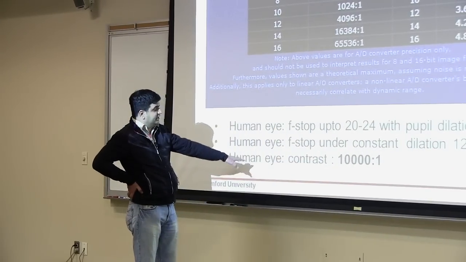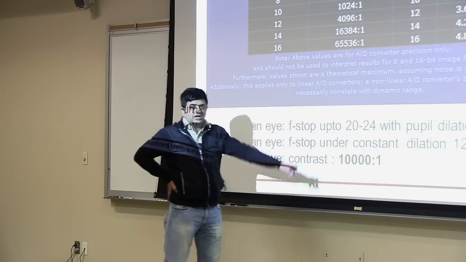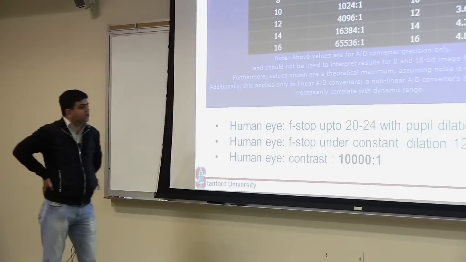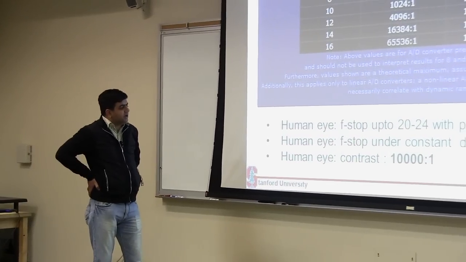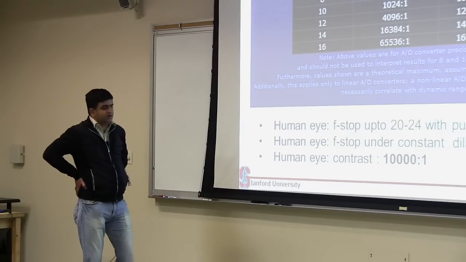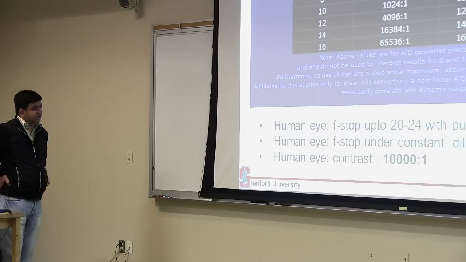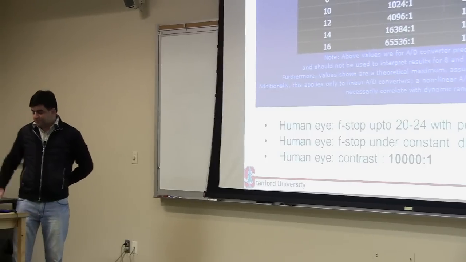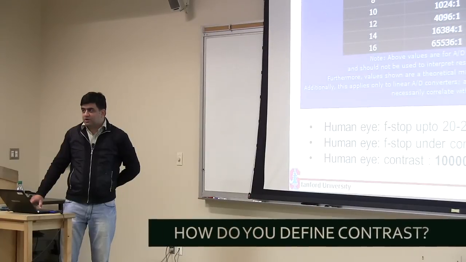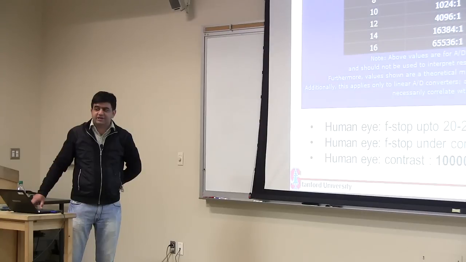Our human eye can resolve up to a contrast of 10,000. We saw the iPhone 5 has a contrast of 800. So again, our eye can distinguish much better than what the current displays operate at, especially what the LCD displays operate at. How do I define contrast? I define contrast as the maximum intensity of my image divided by the minimum intensity of my image.